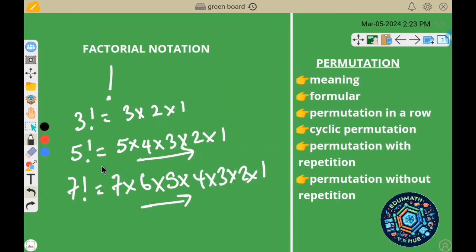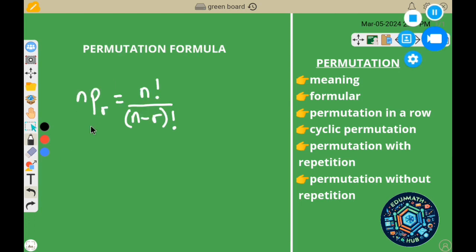So now let's move to the permutation formula. So this is the permutation formula. You have nPr is equal to n factorial over n minus r factorial. Don't forget, n is the number of objects available, while r is the number of objects you are trying to pick or trying to arrange. So if you have something like 5P3, that means you have 5 objects and you're trying to pick 3 at a time. So n is 5 and r is 3. This 5 here stands for n and this 3 stands for r.